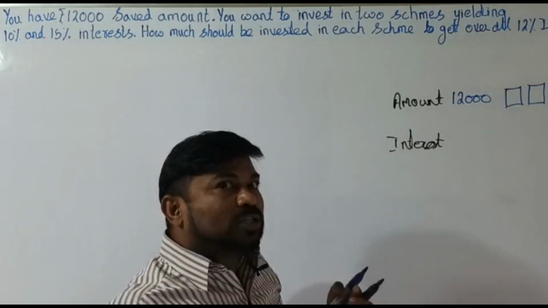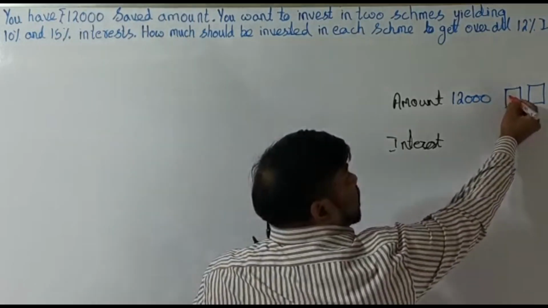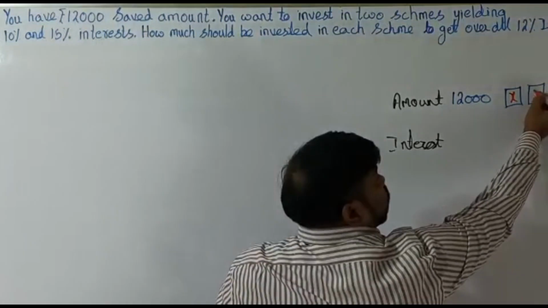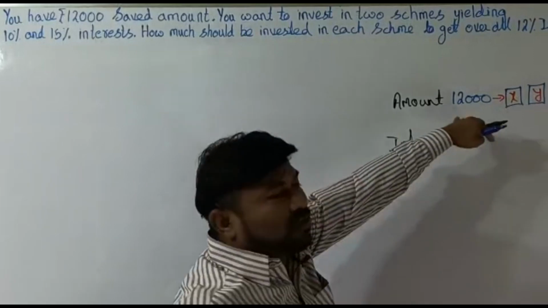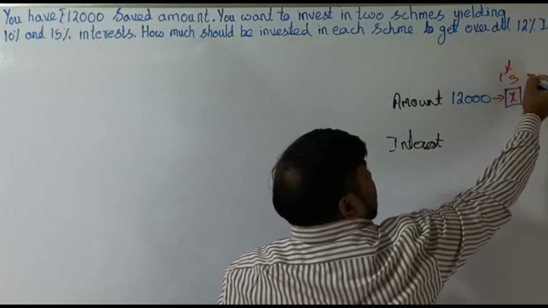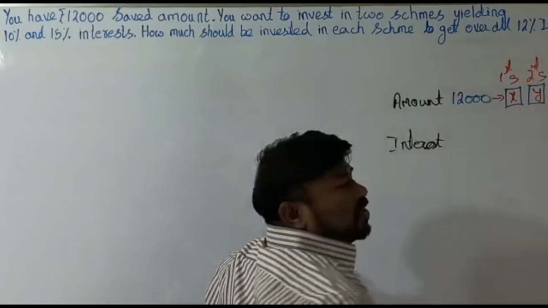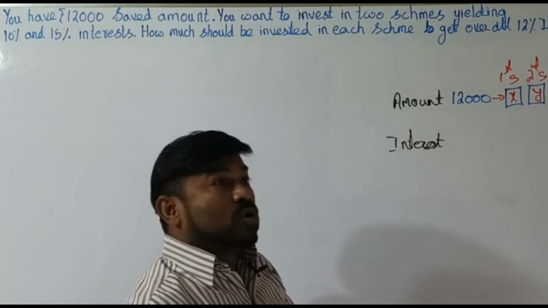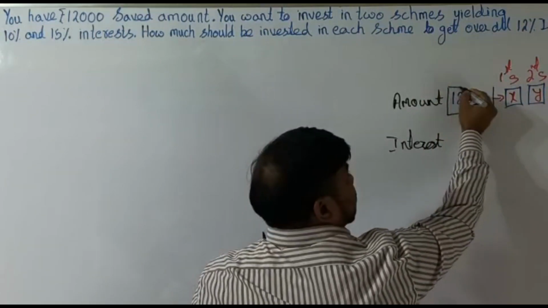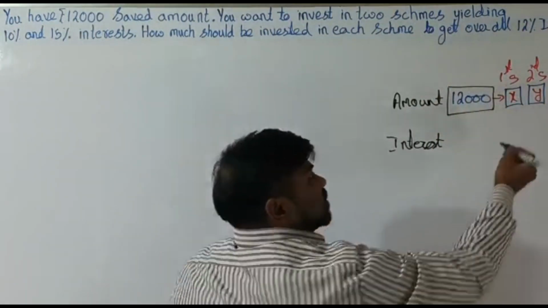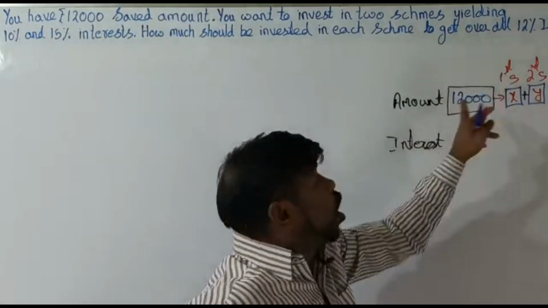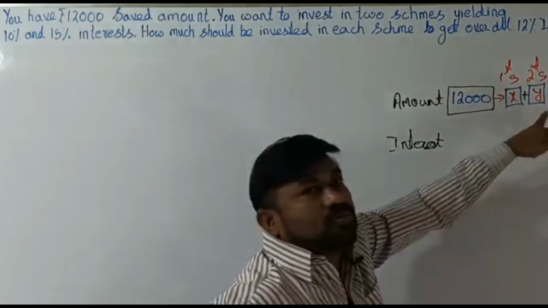We don't know how much you have invested in the first scheme. Let it be X rupees. We don't know how much you have invested in the second. It is nothing but Y rupees. So the total of 12,000 is divided between the first scheme and the second scheme. We have two schemes there. Now this is the first relation, in terms of amount. The total amount is 12,000, divided into two parts, X rupees in the first scheme and Y rupees in the second.